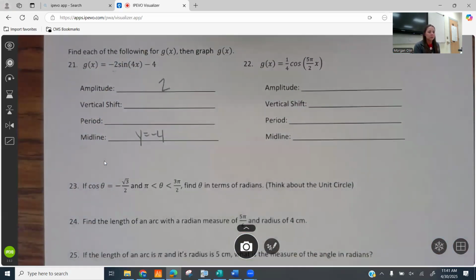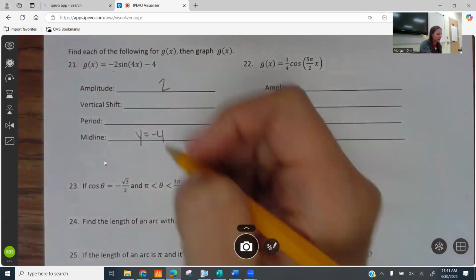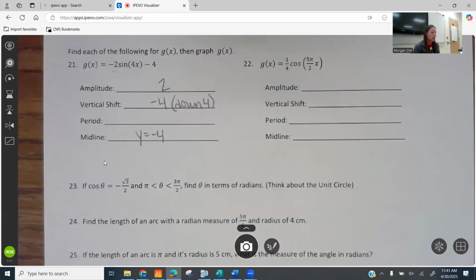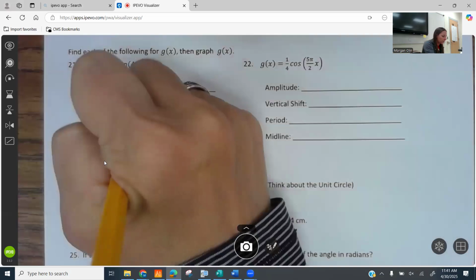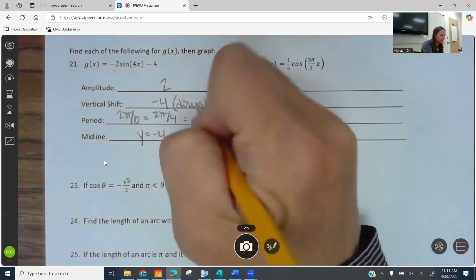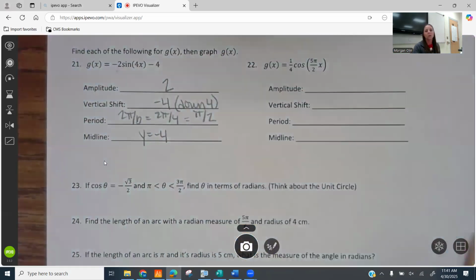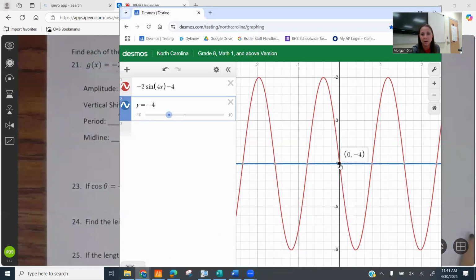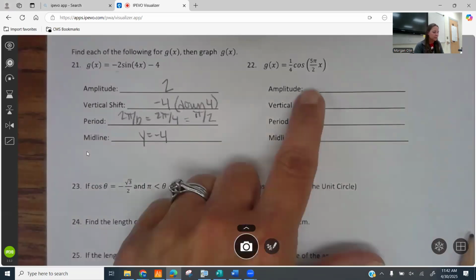Vertical shift and the midline are just the same thing. So -4, or we can say it went down 4. And the period, 2 pi over b. So in this case, 2 pi over 4. Be able to simplify that. 2/4 is the same thing as 1/2, so pi over 2. Or we can look at the graph and say, what's the length of one cycle? So from here back to here gives us one cycle. And do you see my x value of pi over 2? From 0 to pi over 2, so that's the length of one period. So let's move on to this one.